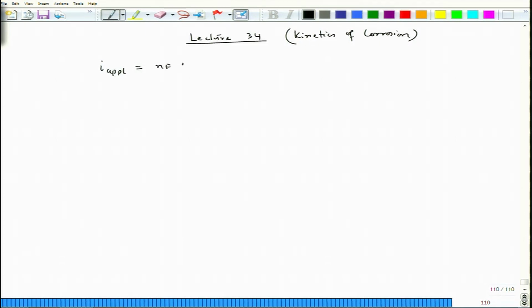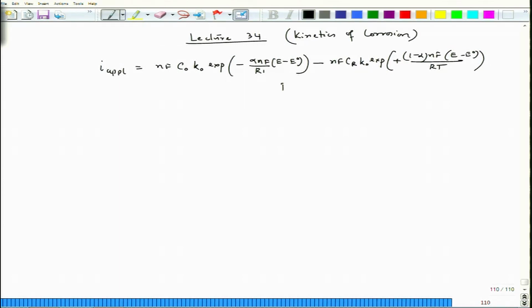Butler-Volmer equation, which is nF C_O k_0 exponential minus alpha nF (E minus E0) by RT, minus nF C_R k_0 exponential (1 minus alpha) nF (E minus E0) by RT. This is the Butler-Volmer equation.